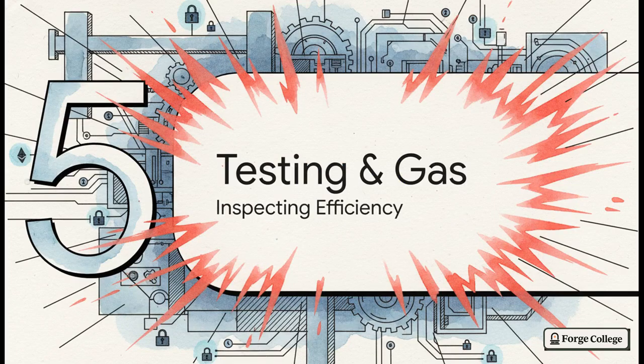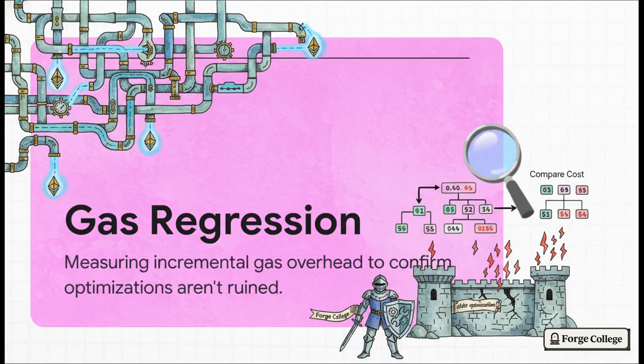Now for Section 5, testing and gas inspections. Every good architect requires a rigorous stress test before signing off on the blueprints, and hey, we're no exception. You see, testing isn't just about making sure the money goes to the right place. It's about checking the efficiency of our plumbing. This introduces the concept of gas regression. Gas regression means measuring the new computational cost of our contract and comparing it to our older, simpler versions. As you dive deeper into the courses and community programs at Forge College, you're going to learn that preserving gas optimizations is an ongoing battle. We want to confirm that adding these new ether flows hasn't completely ruined the beautiful state optimizations we built earlier.